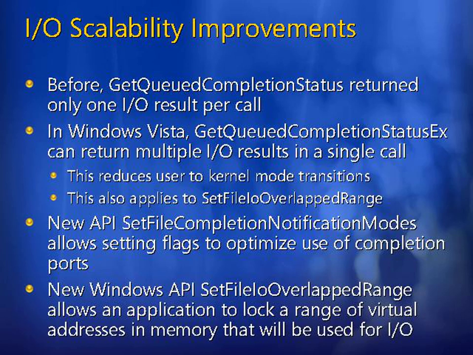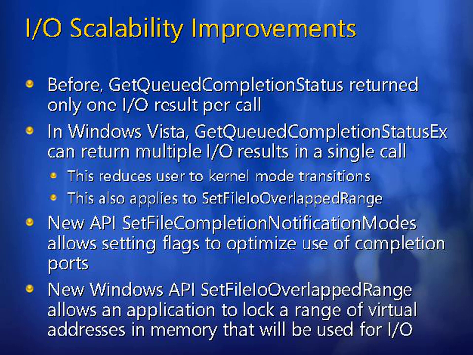A lot of user mode to kernel mode transitions. With this new API, GetQueuedCompletionStatusEx, you can actually specify a number of completion statuses that you're willing to grab at one time. And the I/O system will try to satisfy as many of those as it can, allowing you to go into the kernel fewer times and improve the performance of your app.